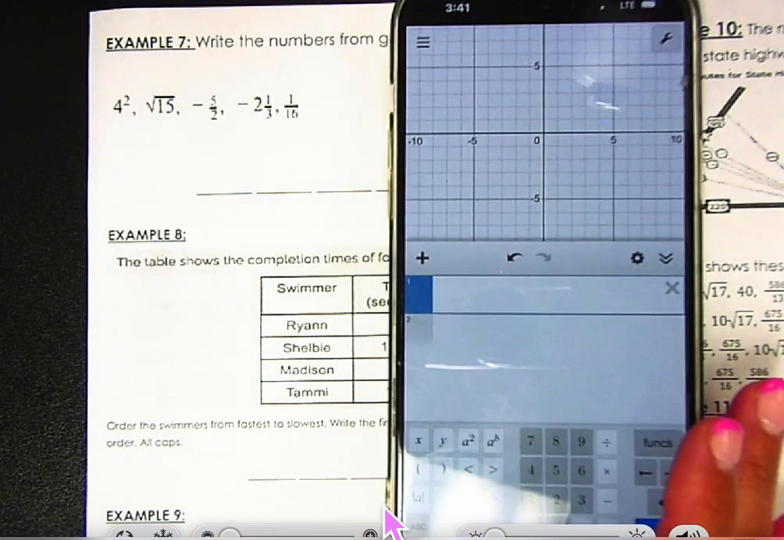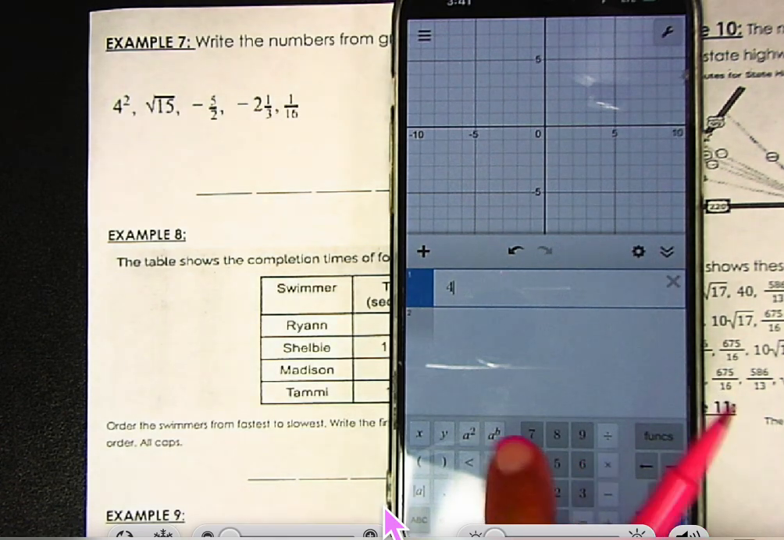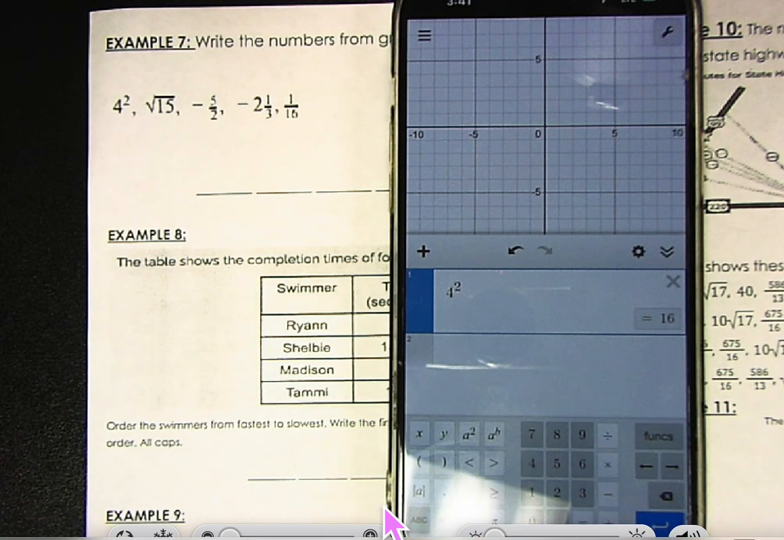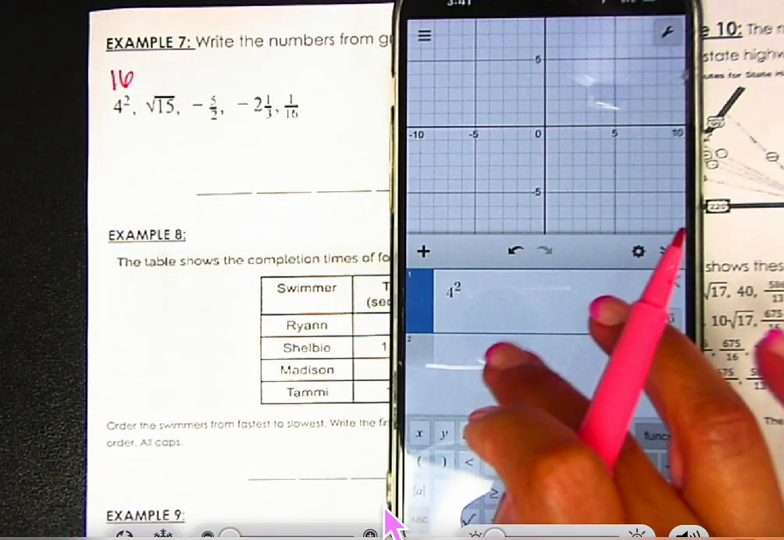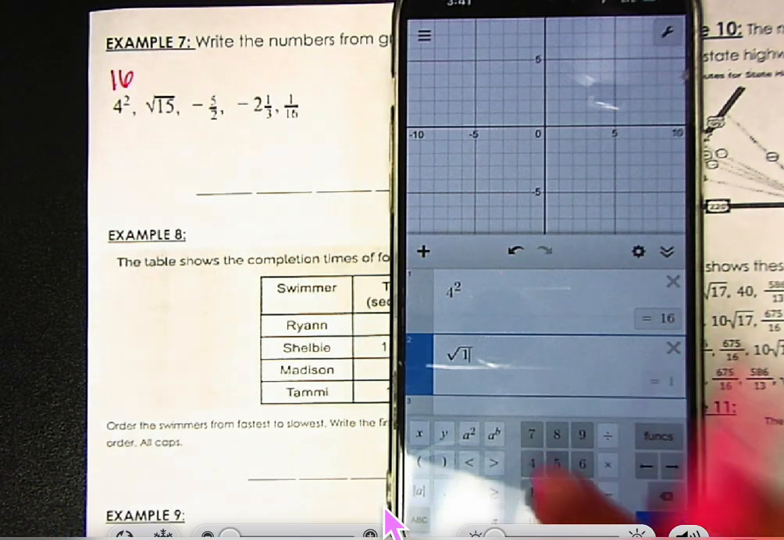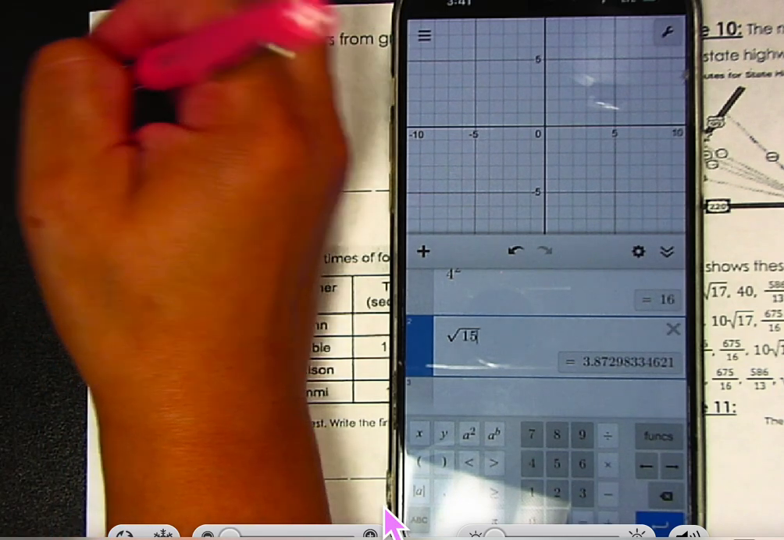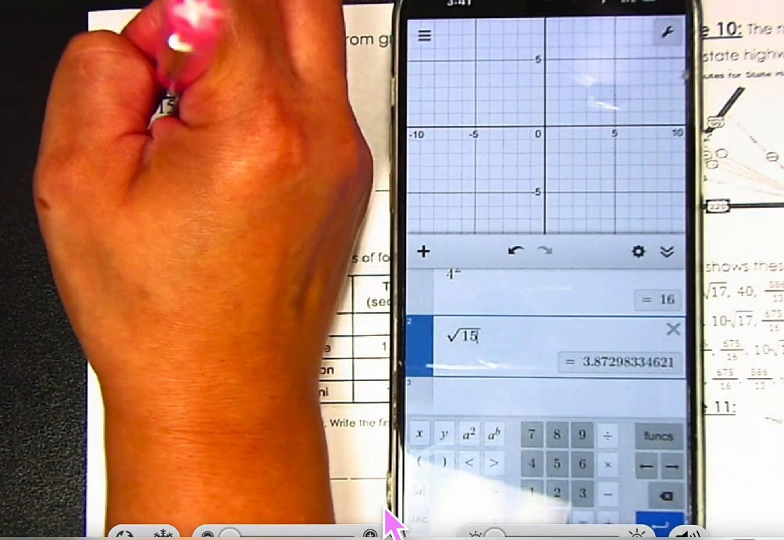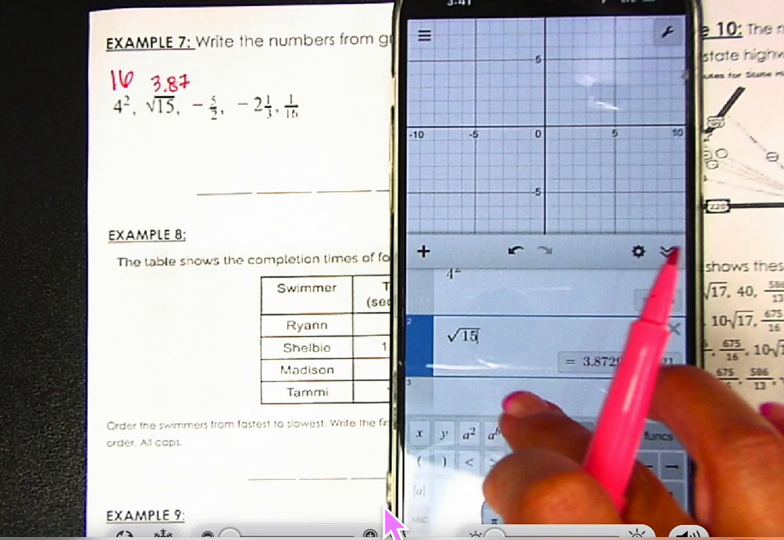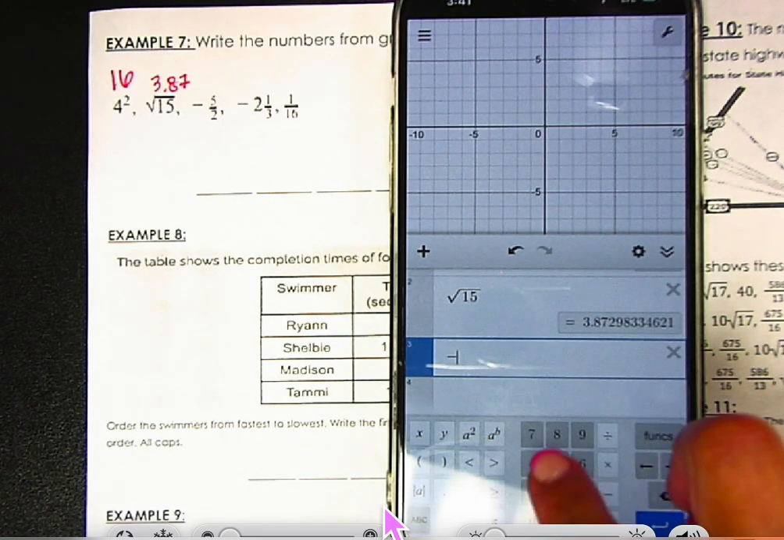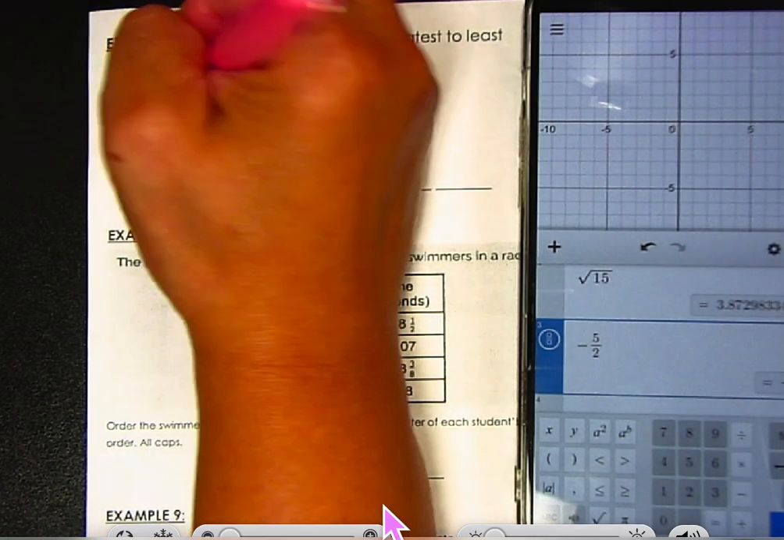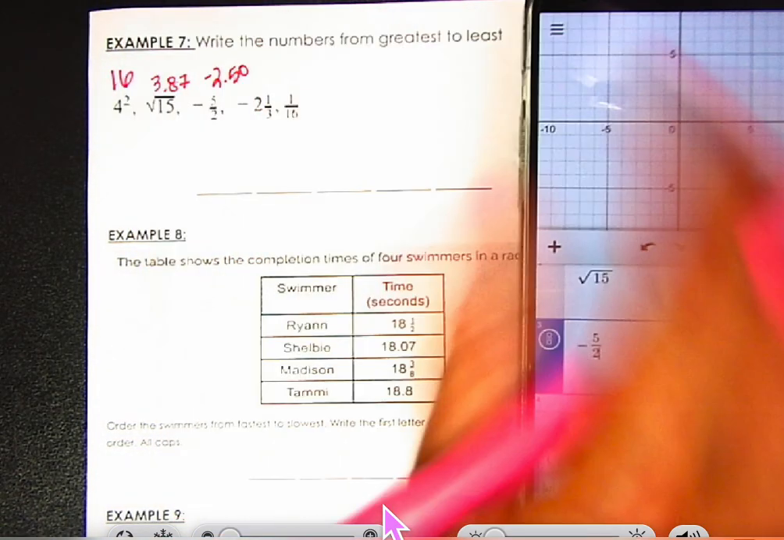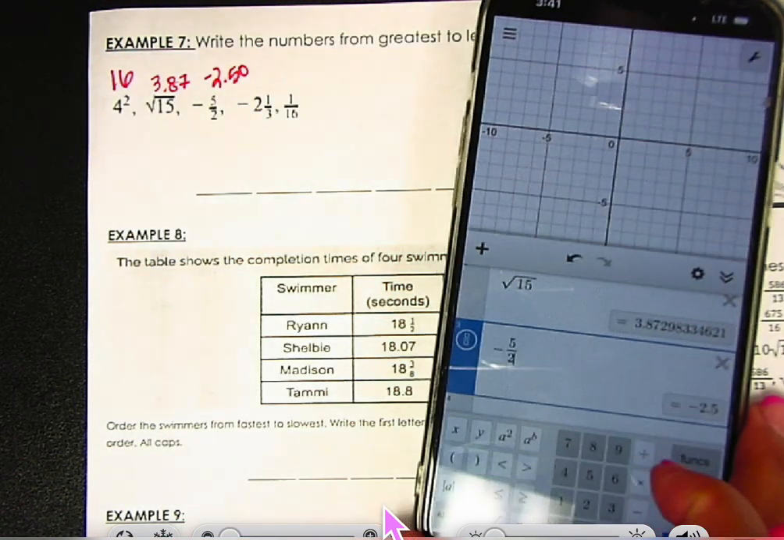So the first one is 4 to the second power. So you're going to click on your 4, and the 8 to the second, that puts it in the second power. So you're going to write the 16 here. Okay, now we're going to do the square root of 15, which is 3.87. Okay. All right, now the next one's going to be negative 5 divided by 2, which is negative 2.50.